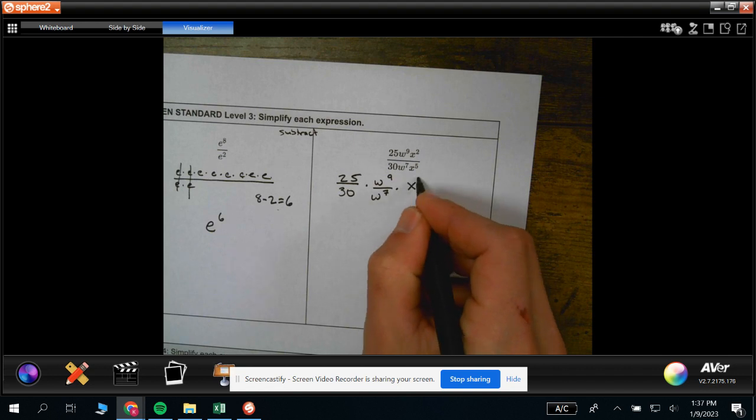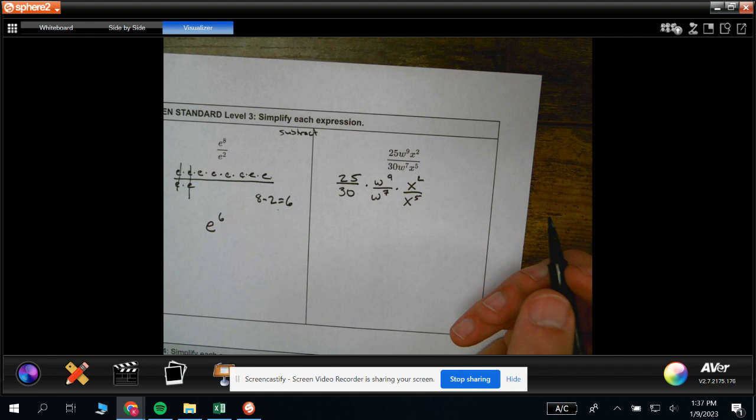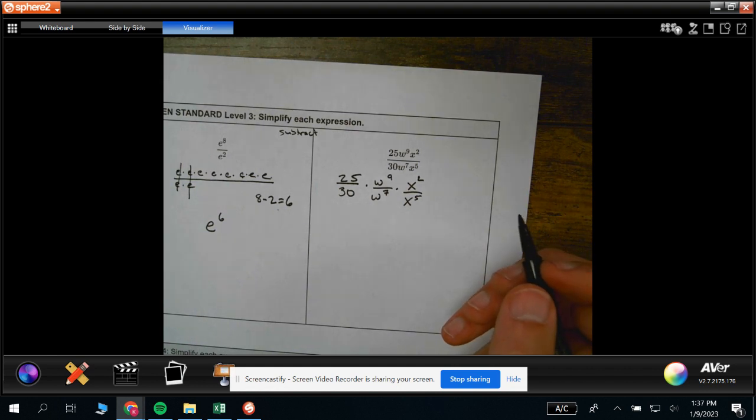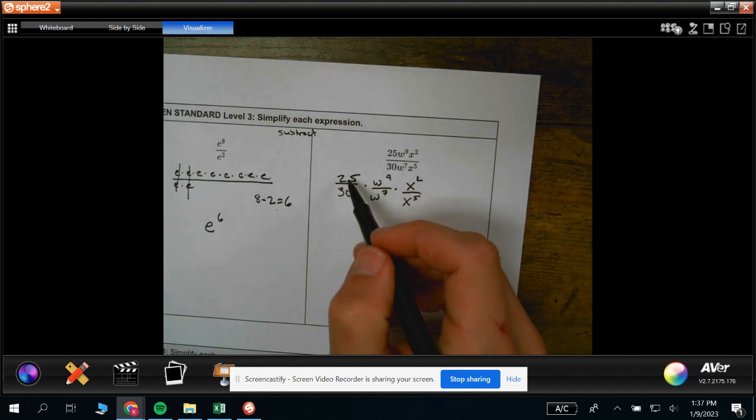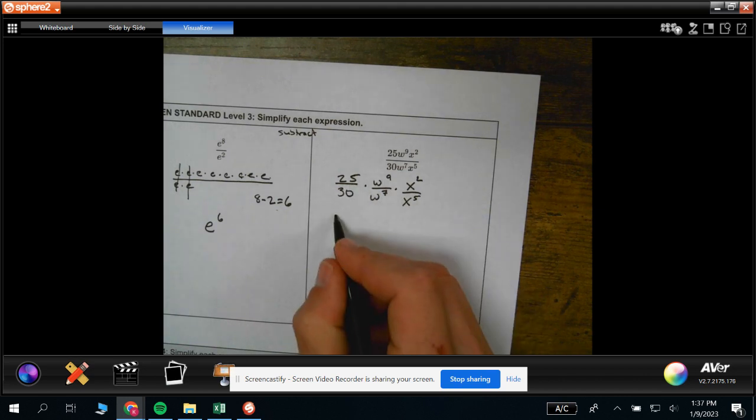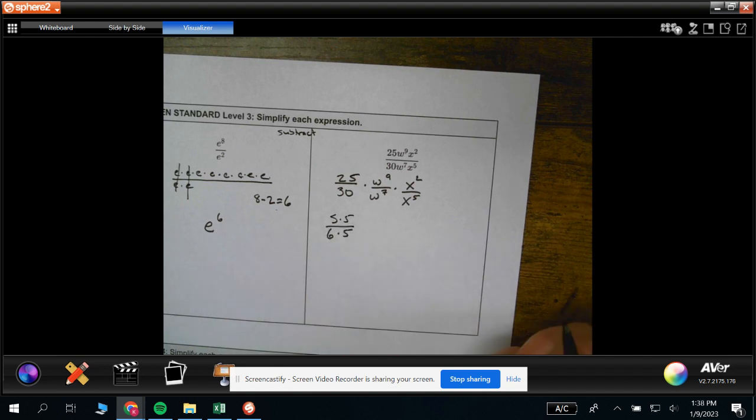Lastly, my x's, x squared over x to the 5th. Let's simplify our fraction first. What's the greatest common factor of 25 and 30? That would be 5. So I'm going to rewrite that as 5 times 5. Rewrite 30 as 6 times 5.